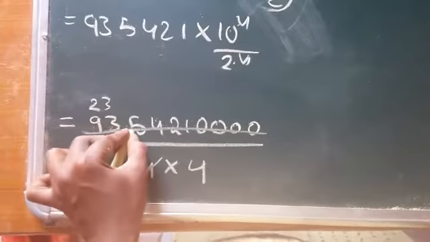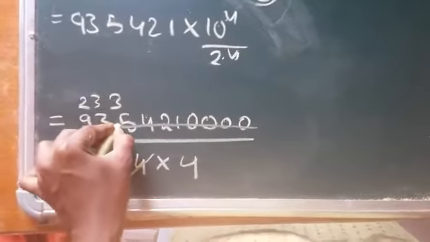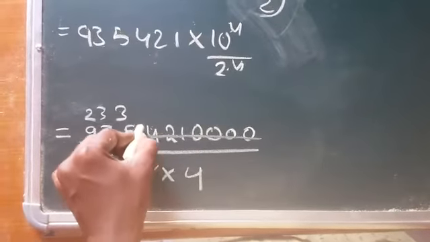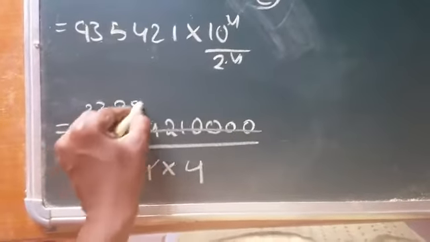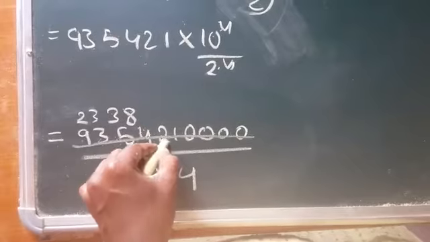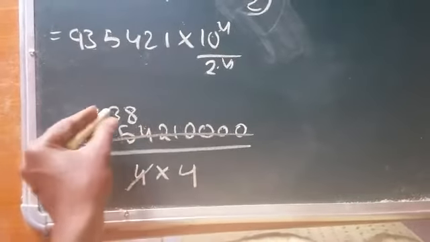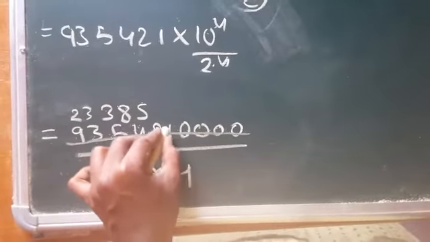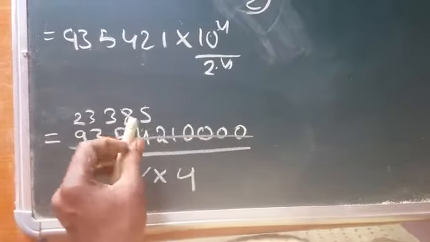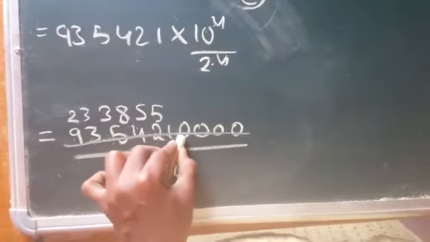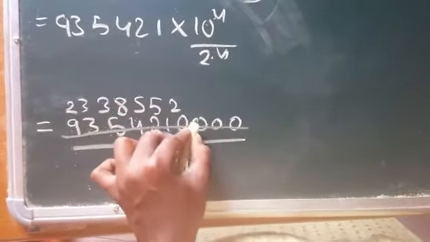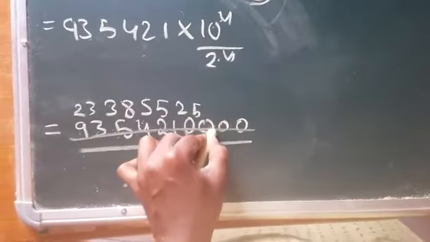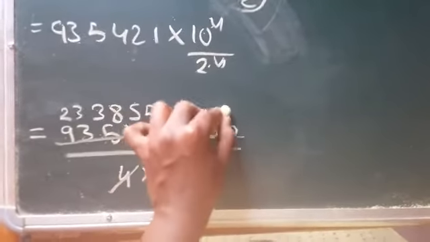4 3s are 12, remaining is 1. 4 3s are 12, remaining it will be 3. It will become 34. And 4 8s are 32, remaining is 2. It will become 22. 4 5s are 20, remaining is 2. That means 21. 4 5s are 20, remaining is 1. 4 2s are 8, remaining is 2. 4 5s are 20. And keep 2 zeros as it is.